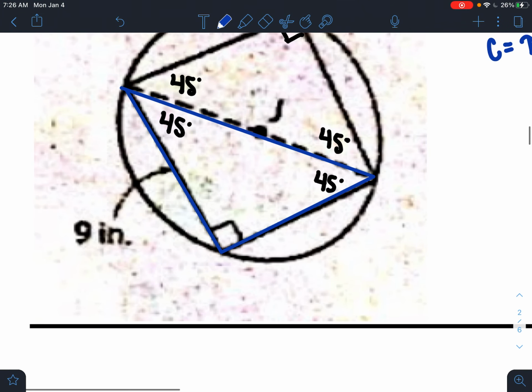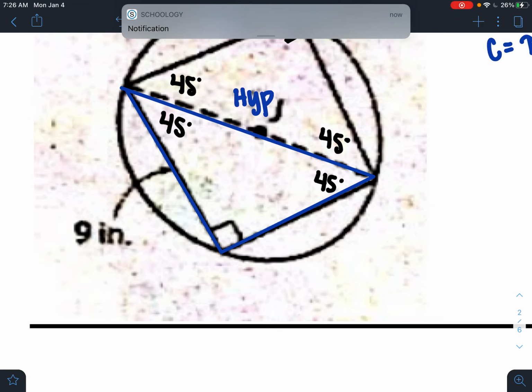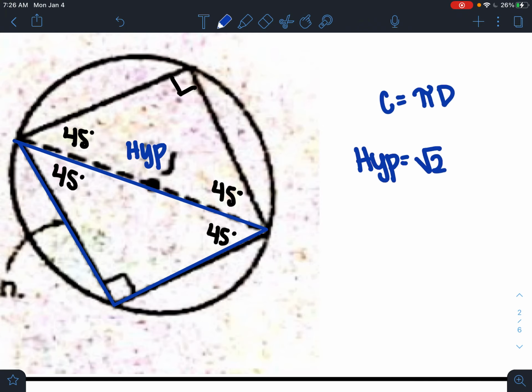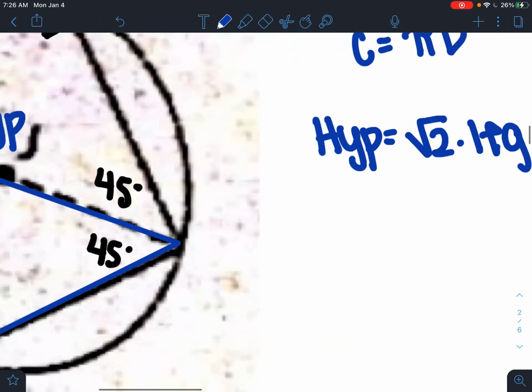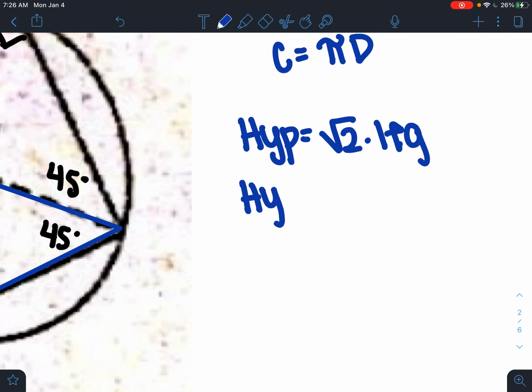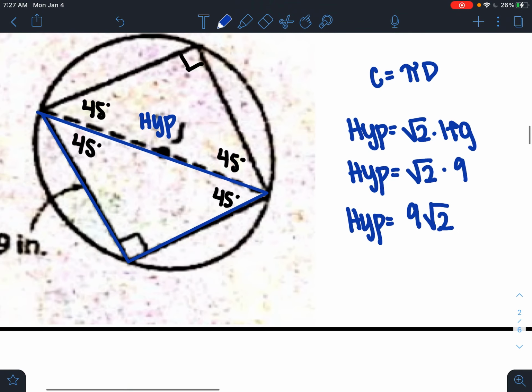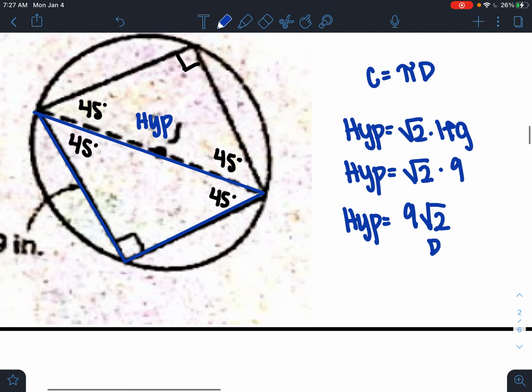So looking at that blue right triangle, I have my leg, and what I'm trying to find is my hypotenuse. So we could use the Pythagorean theorem here, but I'm going to go ahead and do that the hypotenuse is equal to the square root of 2 times the leg. And I'm now just going to take that 9 and plug it into my leg. So I know my hypotenuse is equal to the square root of 2 times 9, which means that my hypotenuse is equal to 9 times the square root of 2. And that's my diameter. So what I just found there was my diameter.